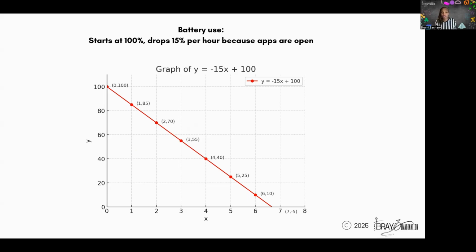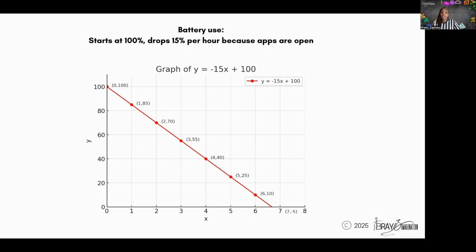So here's my question that I would ask the students. Is it possible to have a negative percent on your cell phone battery? The answer is no. When the battery is at 0%, the phone dies and it shuts off. There are no negative values. Okay, so even though that line is stretching indefinitely, the negative values are a moot point here. It's not applicable.